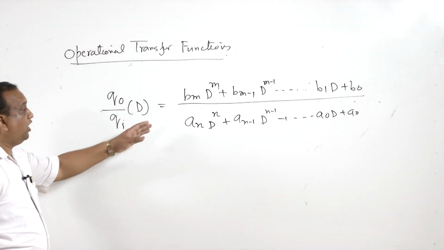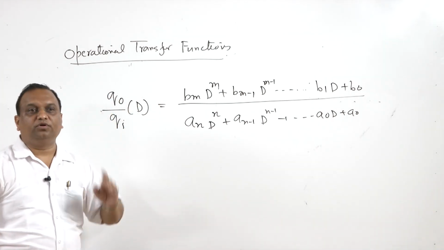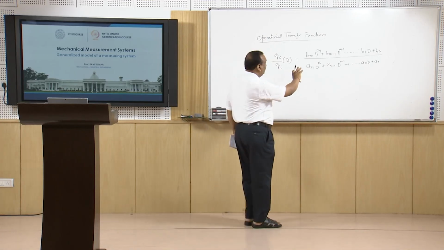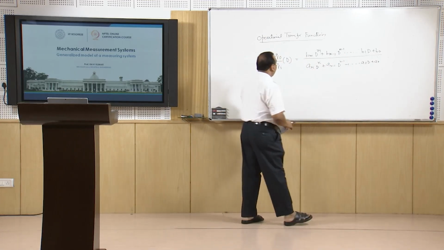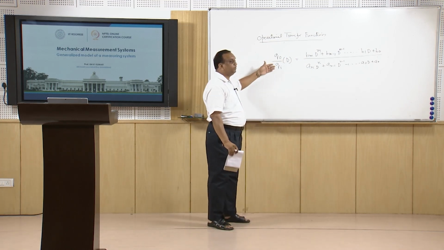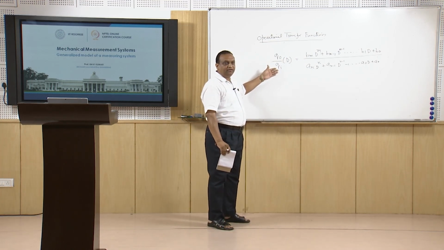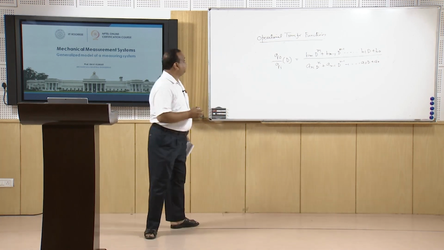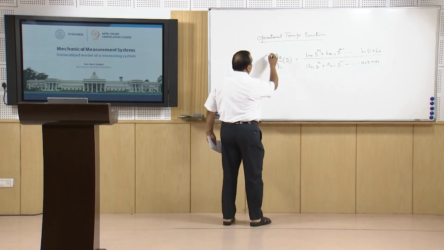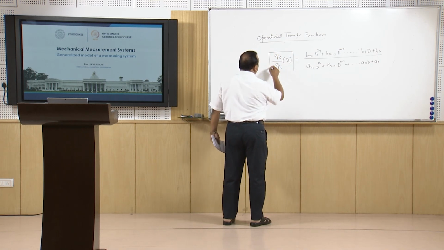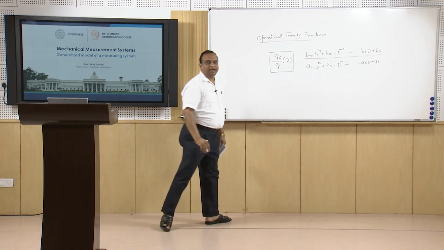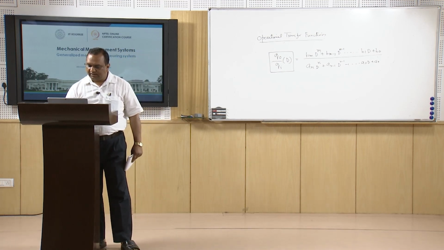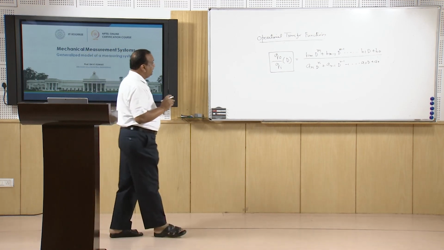This is different from the output input ratio. Output input ratio is instantaneous, and this is a function which shows the relationship of output with input. It is entirely different from output input ratio. So this operational transfer function shall be used in future analysis of dynamic systems, and it is very helpful.